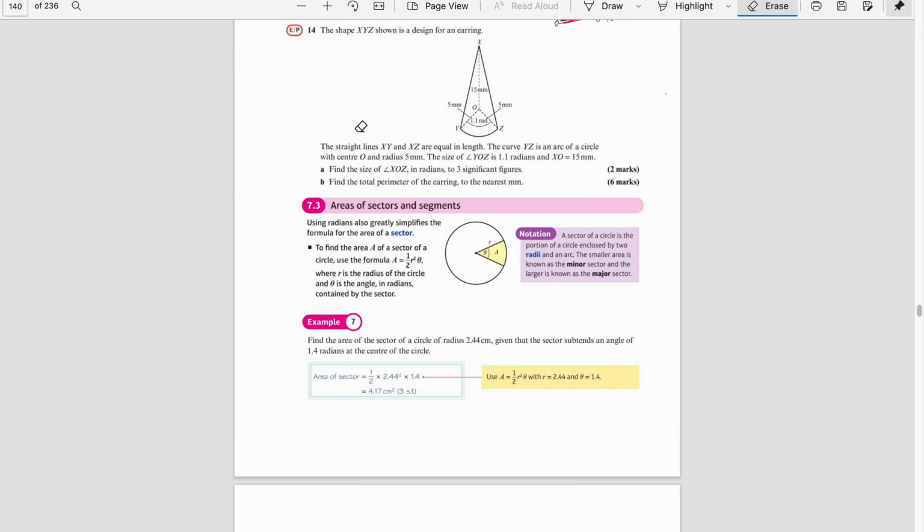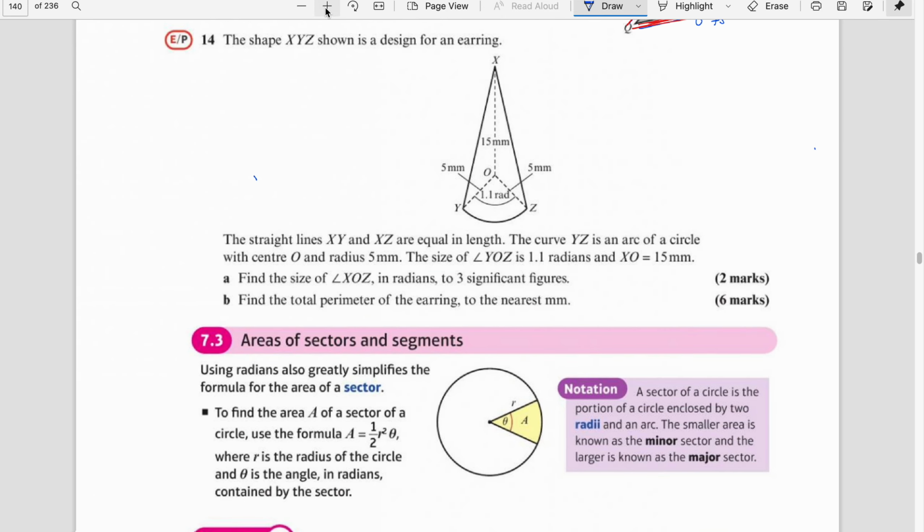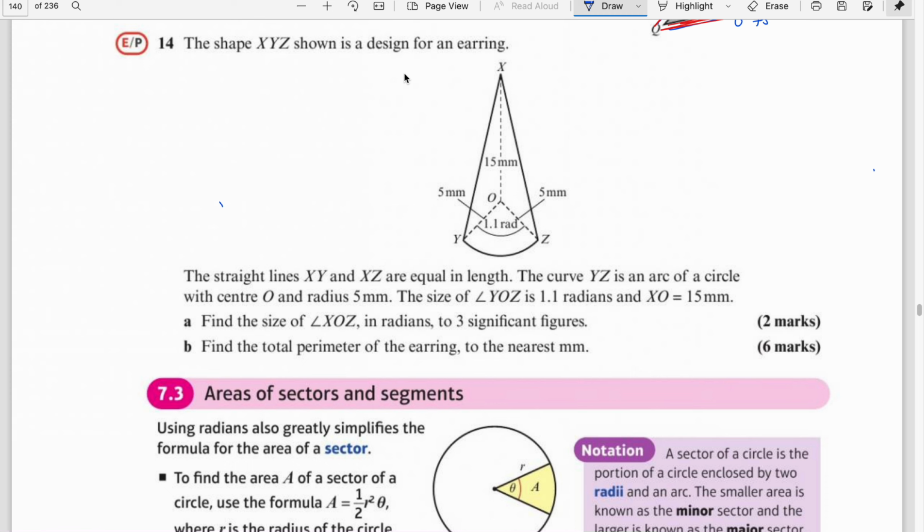Question number 14. The shape XYZ shown in the design for a herring. The straight lines XY and XZ are equal in length. The curve YZ is an arc of a circle with center O and radius 5 millimeters. The size of angle YOZ is 1.1 radians.